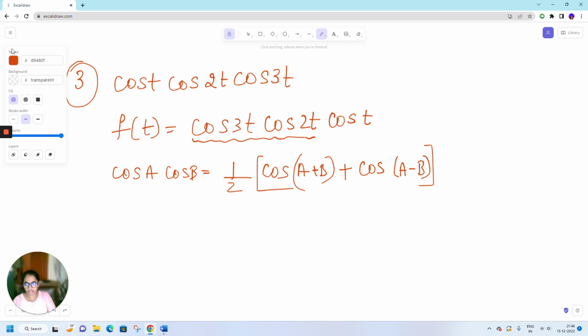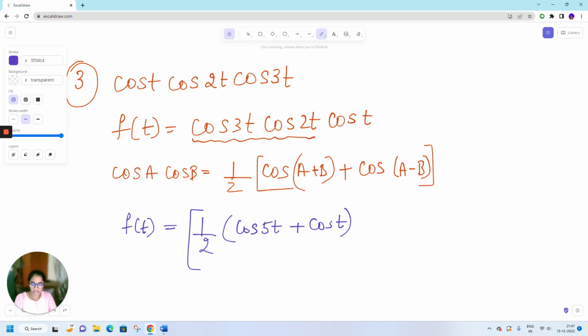What do I have in the place of A? I have 3t, right? So f of t is equal to half, cos 3t plus 2t, that would be 5t, plus cos 3t minus 2t would be cos t. I replaced the question as cos 3t, cos 2t, cos t because I wanted the greater number to be A, so that when I subtract, I wouldn't get minus.